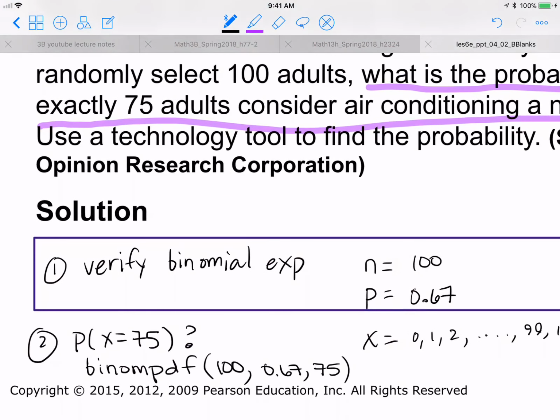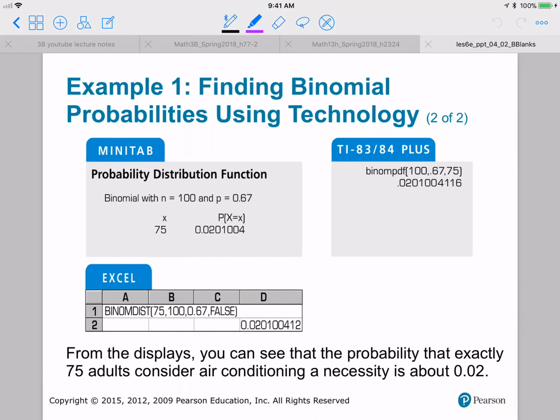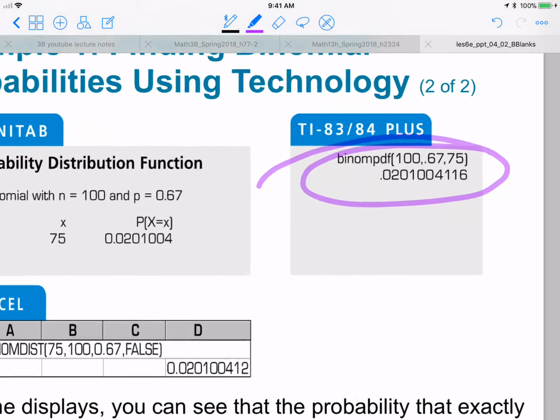Let's see, make sure that you can see that. So this is what you should be looking for on your calculator. Okay, so this is what you should have on your calculator. And in this next slide here, this is what yours should look like.